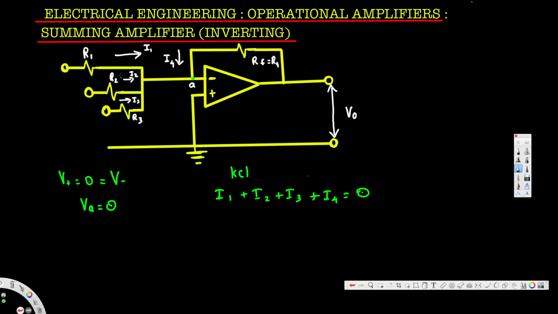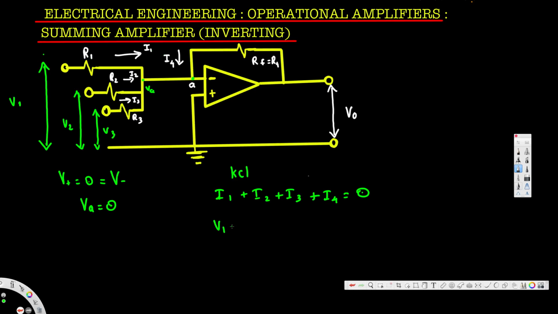Now I1 is going to be from here to here. Let's say the first input is V1, the second one is V2, and the third one is V3. So the first current is V1 minus VA, since the voltage here is also VA, we don't have anything in between. So V1 minus VA divided by R1 is equal to I1.